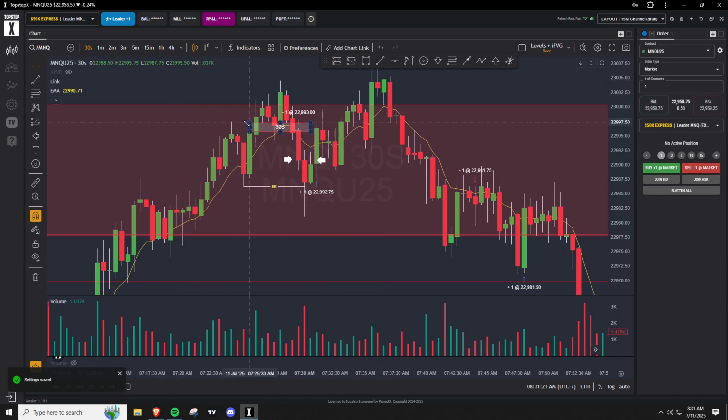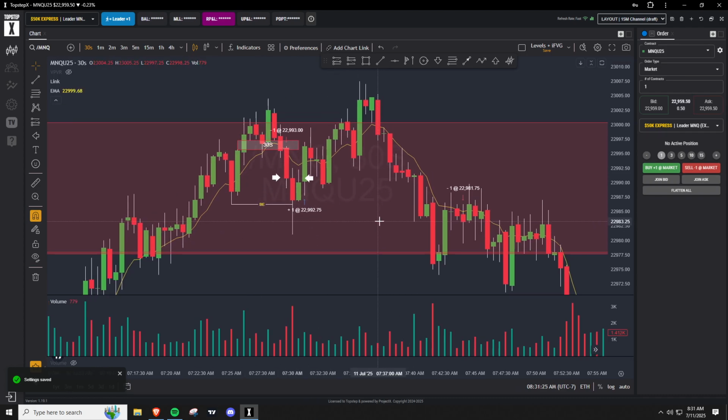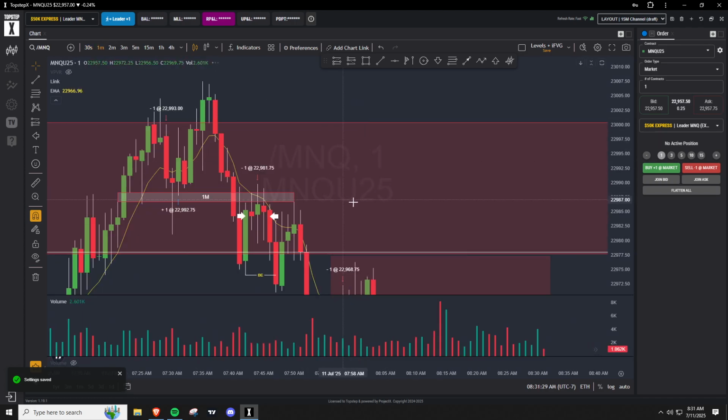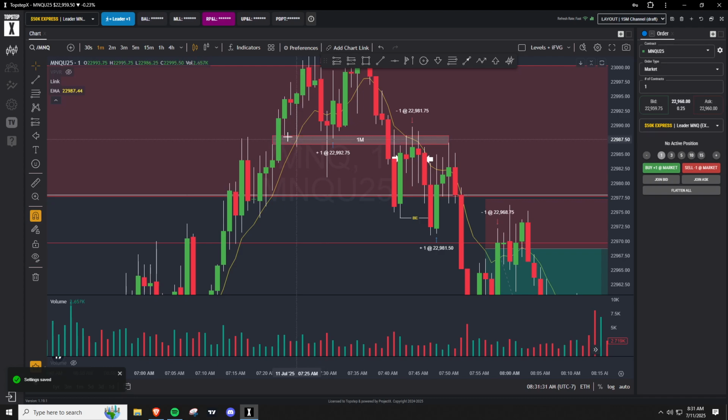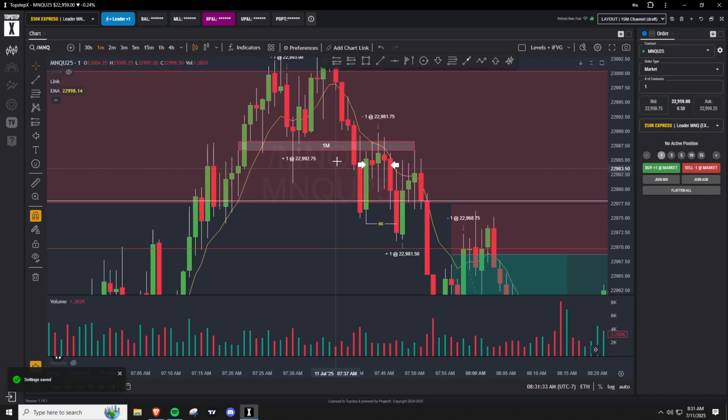That was the idea. I know that this fair value gap is small, so the probability is less, so I just want to go break even as quickly as possible. We had a 1 minute here, again, this is a small one. We inversed it, but we were still within this swing low here.